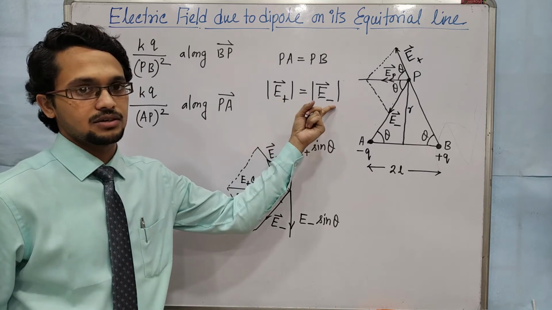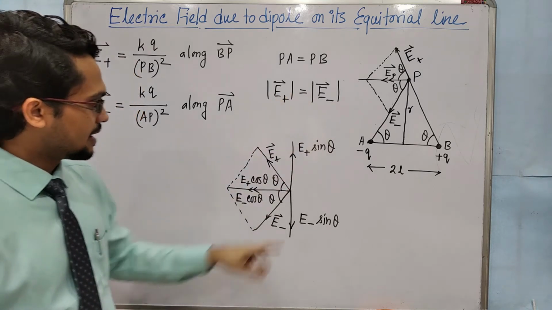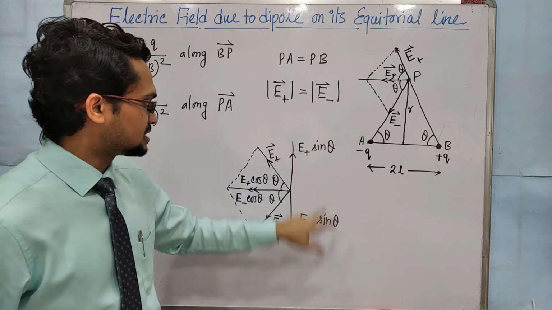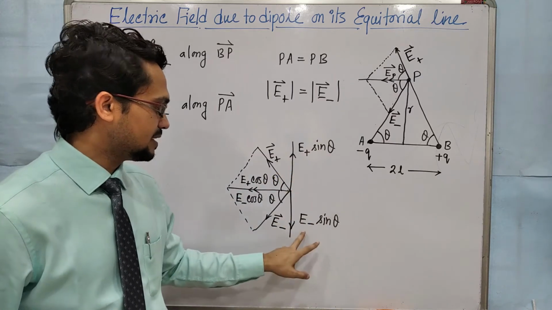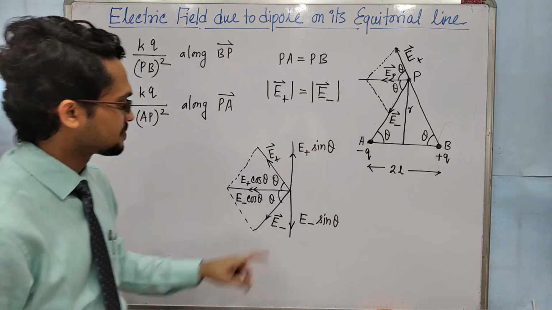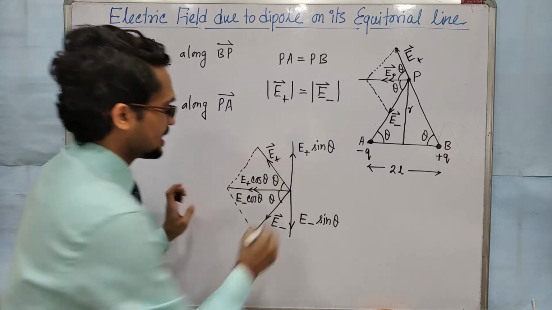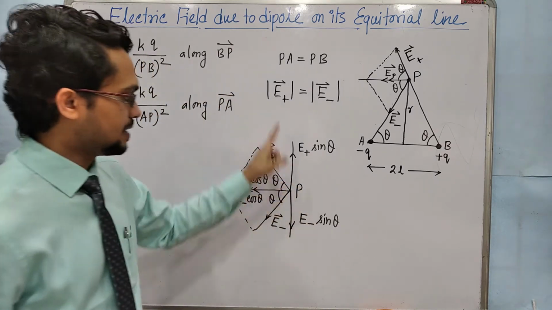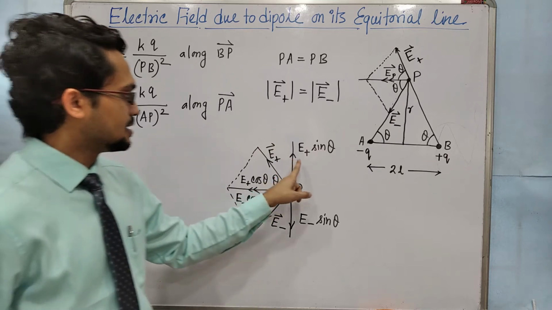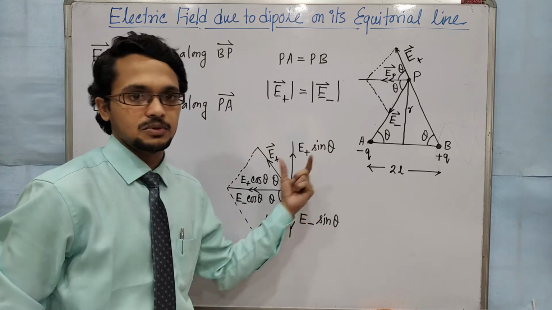Magnitude of E plus and magnitude of E minus are equal, and both are multiplied with sin theta. So E plus sin theta will be equal to E minus sin theta. And they are oppositely directed at point P. Both have equal magnitude and are oppositely directed.